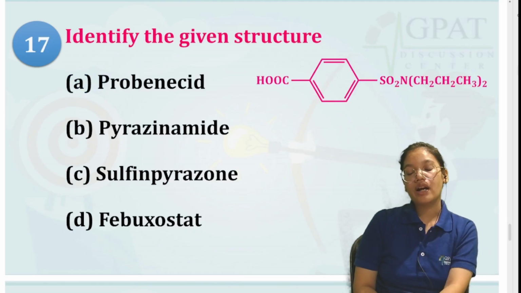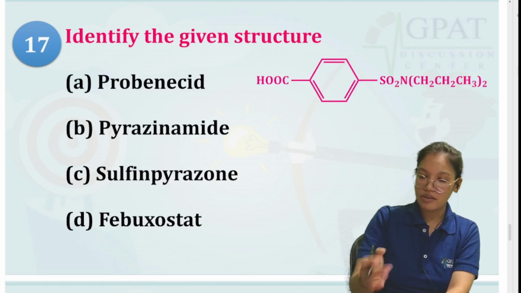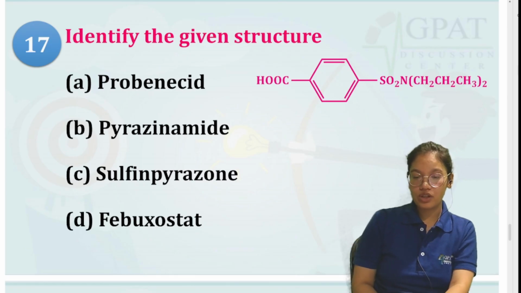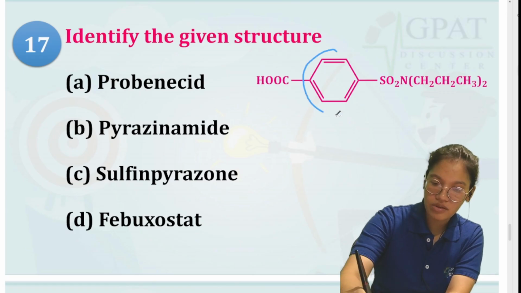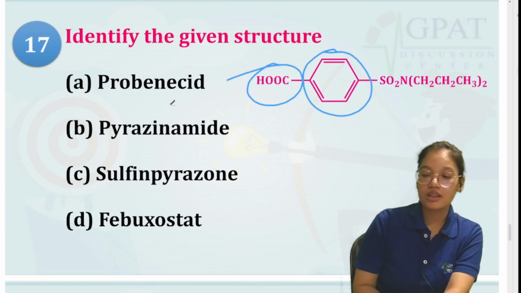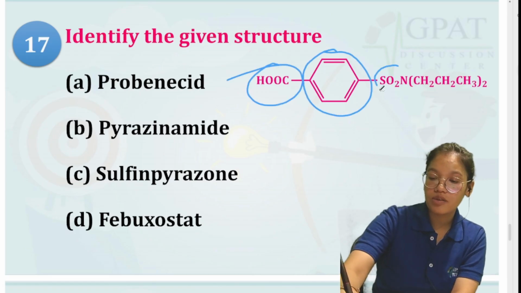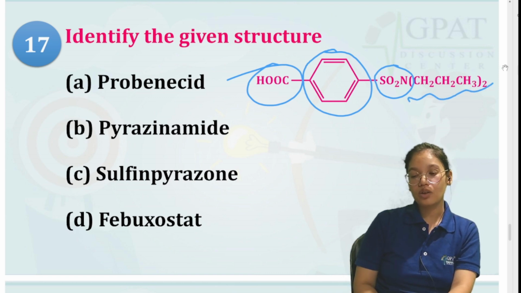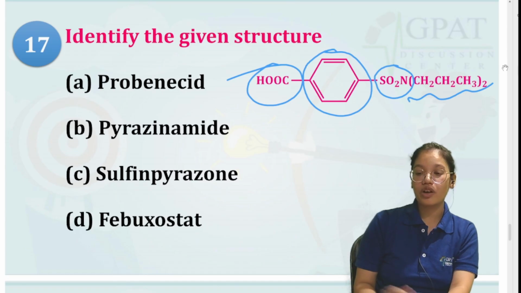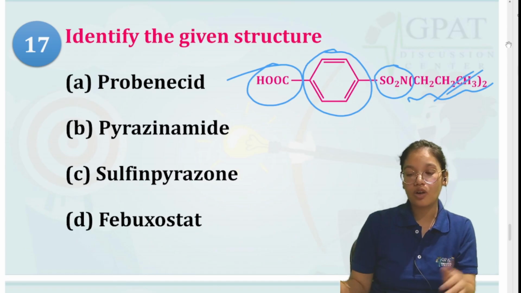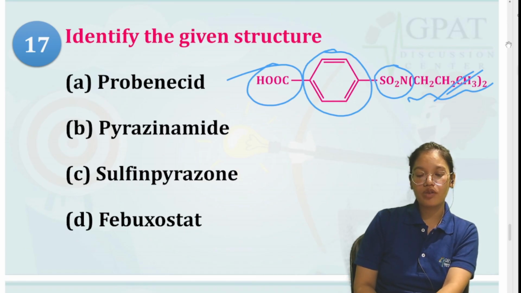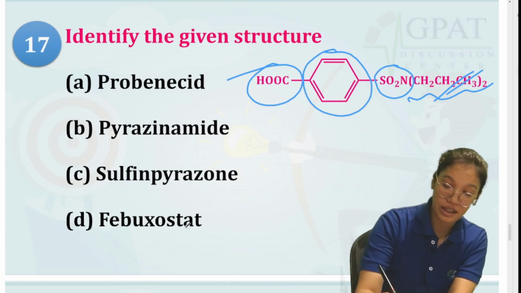The next question: identify the given structure. So they have again given the structure, and we have to find what particular structure it is. We have a phenyl ring in between, and then we have a COOH group. Again we have a sulfonamide attached to the ring, with a long carbon chain attached. So the options are probenecid, pyrazinamide, sulfinpyrazone or febuxostat.